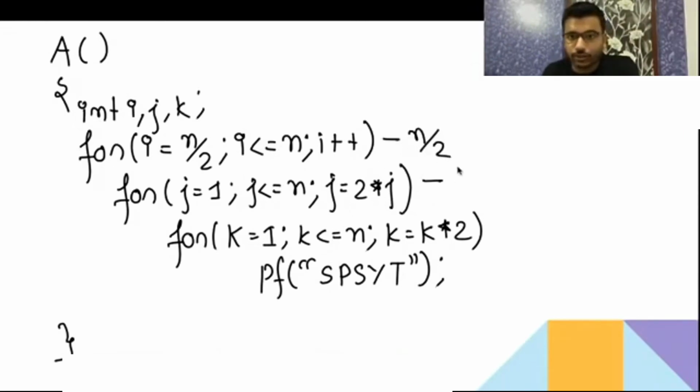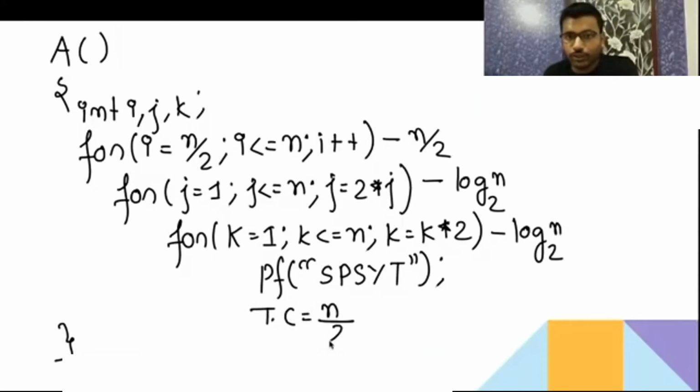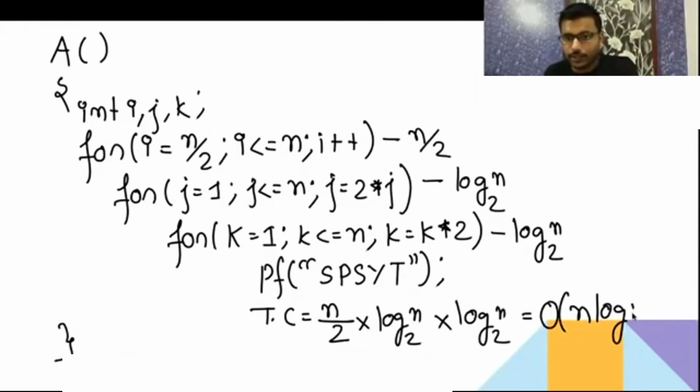It is going to execute log n times base 2 because it is increasing with step 2. This is also executing log n base 2. So time complexity is going to be n by 2 into log n base 2 into log n base 2. So asymptotically it's going to be n (log n base 2) whole square.